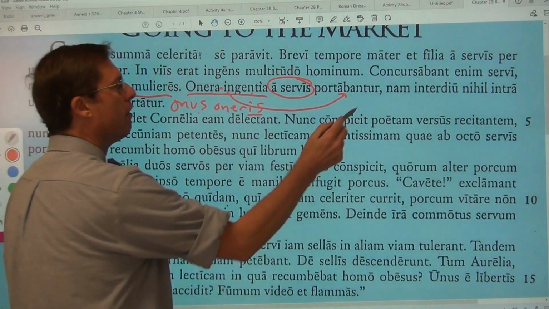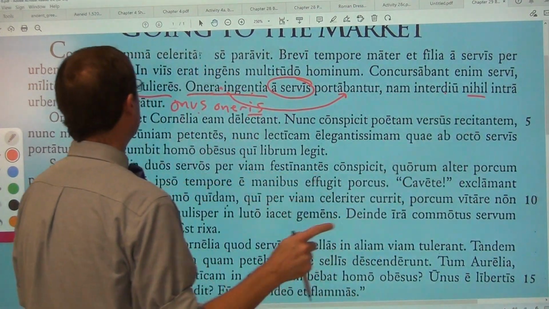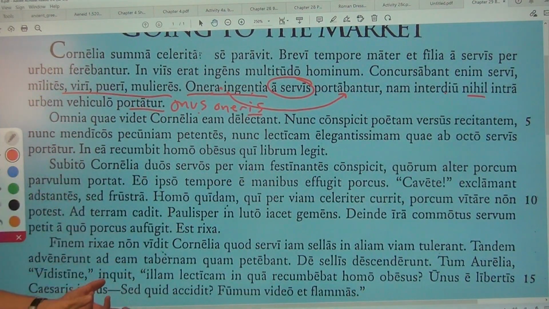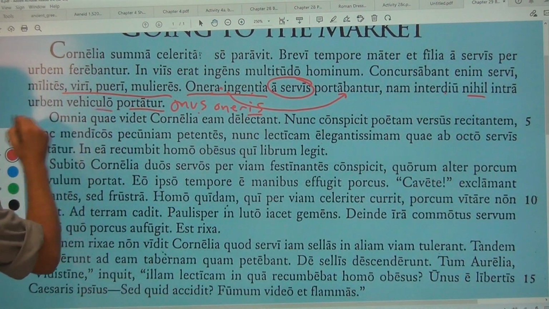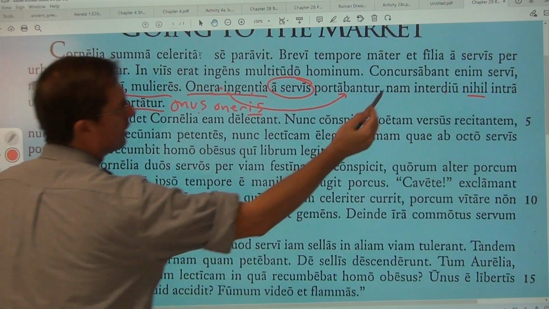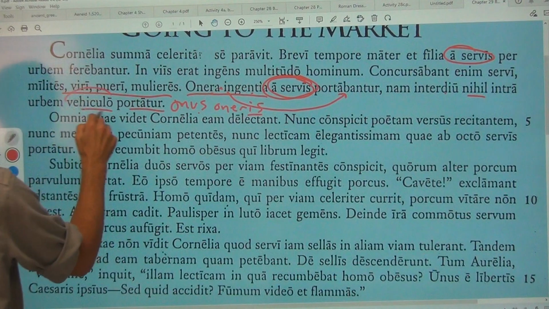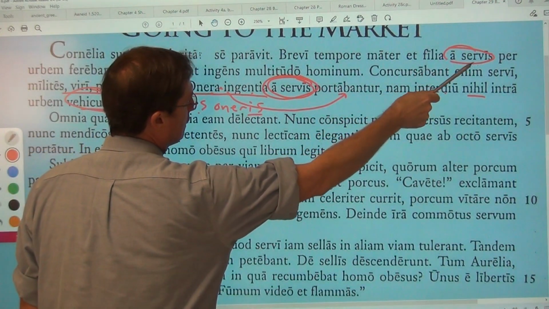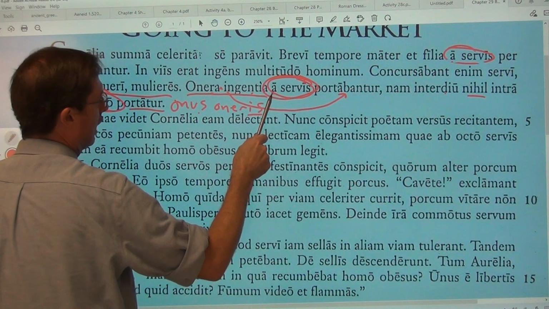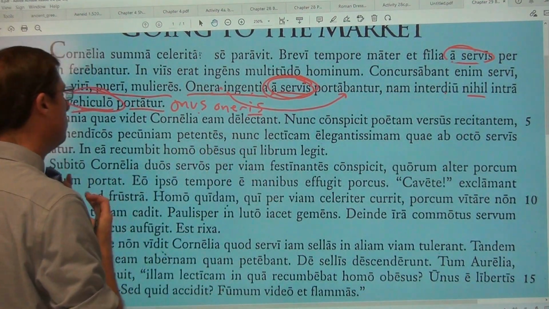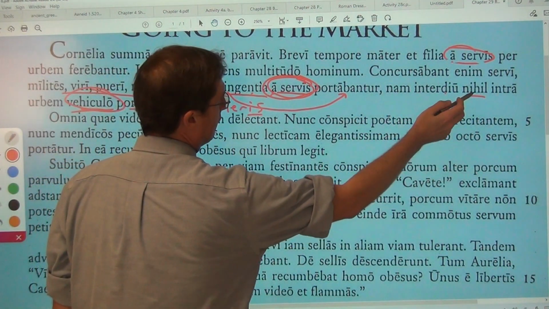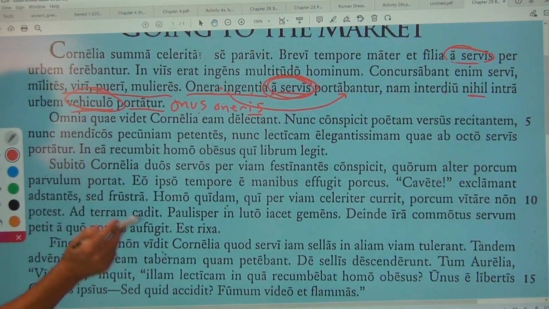Nam inter diu, for during the day, nihil, nothing, portatur, is carried, is being carried, present passive, intra urbem, inside the city, vehiculo, by vehicle. And please note, we said by the slaves, and by vehicle. But ablative of personal agent, a or ab, and it's a person. That's not a person, and there is no a or ab, but it is your ablative. But this is your ablative of means, by vehicle. It is the means by which it gives the ability for that stuff to be carried. So, for during the day, nothing is carried by vehicle inside the city.